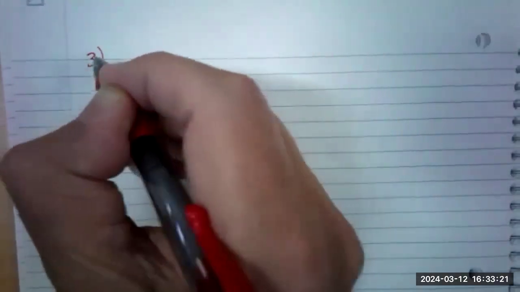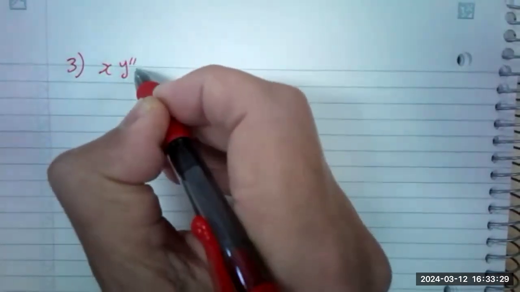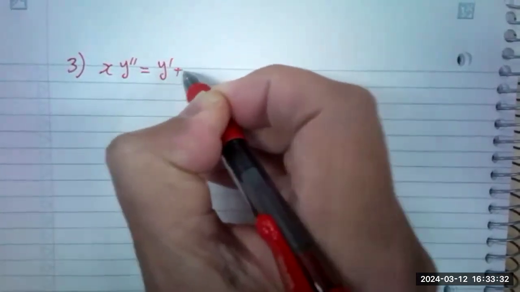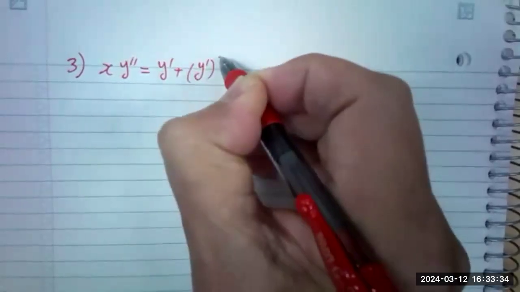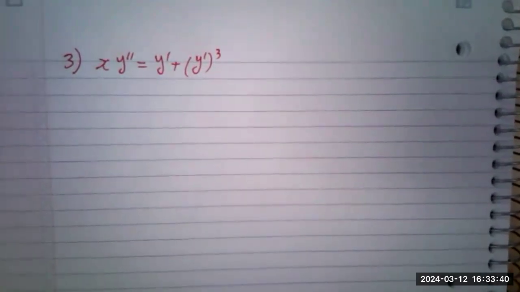And number 3. We have to go to number 3. Number 3 is interesting. This is another rule. You see them in practice when they're posted. They are popular. Okay, so let's see. x y double prime equals y prime plus y prime cubed. Check this one: y double prime, y prime, and y prime cubed.